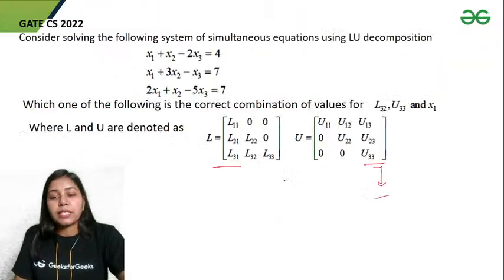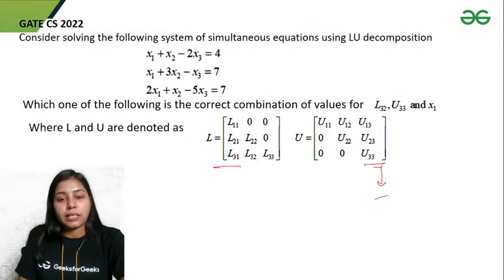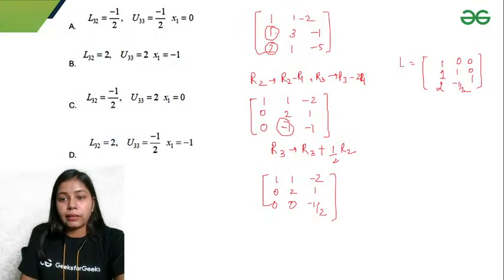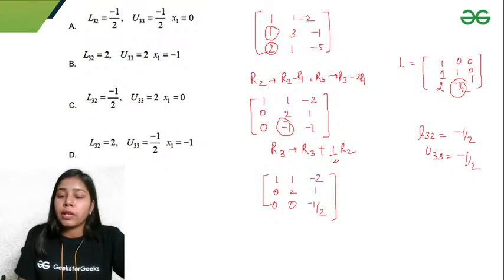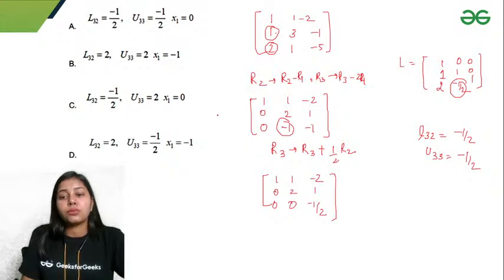Now on comparison with the L and U matrix given here, L33 is this, right? L33, L32, we want L32. L32 is minus 1 by 2, and U33 is equal to minus 1 by 2. Let's see which one of the options has L32 as minus 1 by 2 and U33 as minus 1 by 2.